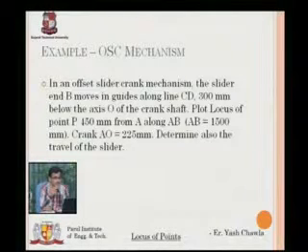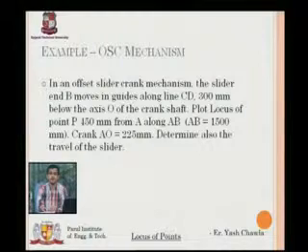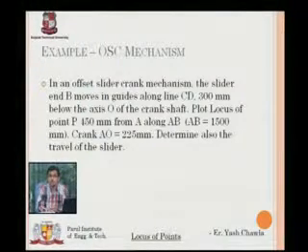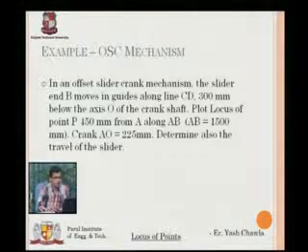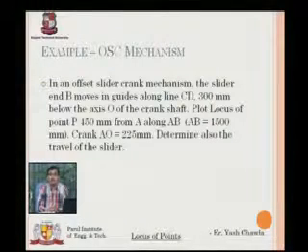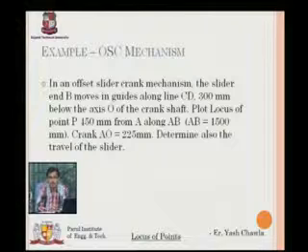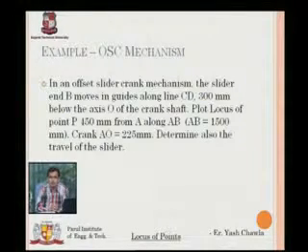Now let's move on. What are the dimensions he has given me? He's given me AB equal to 1500 mm, which is the length of the connecting rod. The next thing, crank AO, he has given me 225 mm, and it also tells me to determine the travel of the slider.